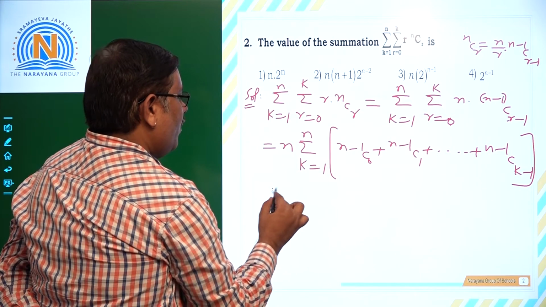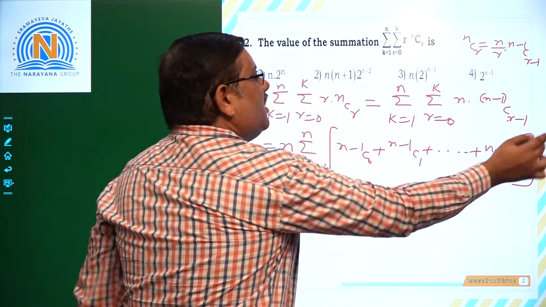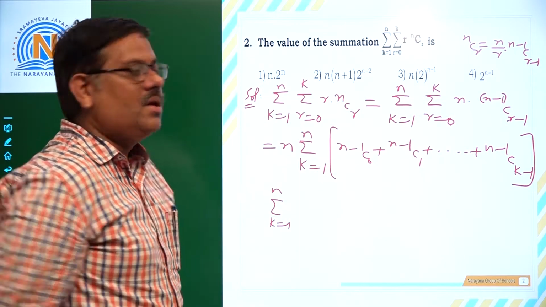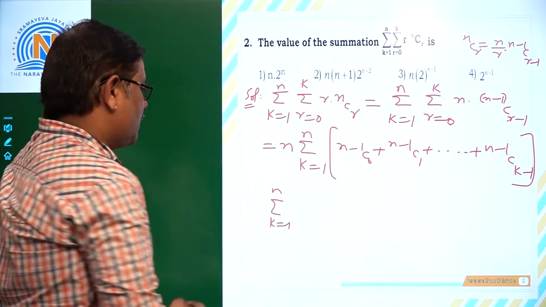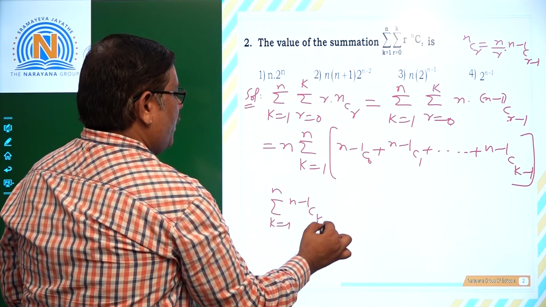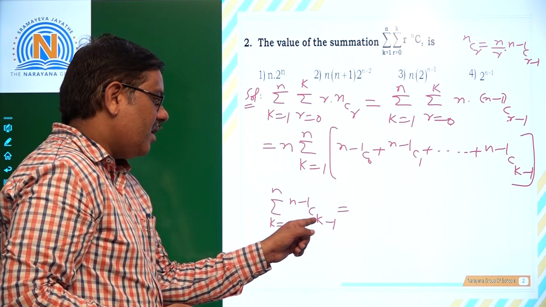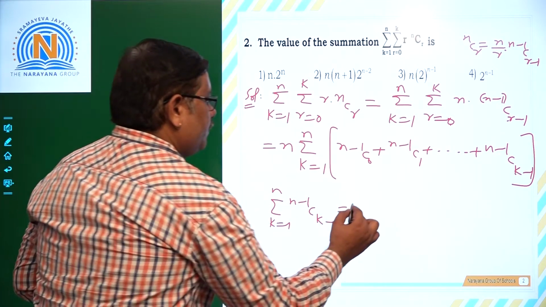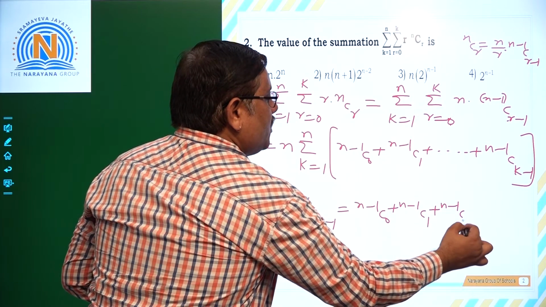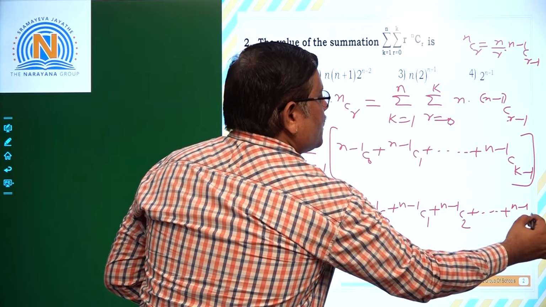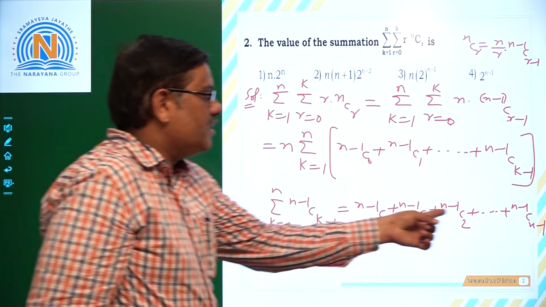K is 1 to n, because this sigma notation can be applicable for all the individual terms, because in between we have a plus sign. So let me take sigma k is equal to 1 to n, last term n minus 1 c k minus 1. If you start running the k value from 1, it starts with n minus 1 c0, plus n minus 1 c1, plus n minus 1 c2, and we end up with n minus 1 c n minus 1. This term alone gives you this expansion.